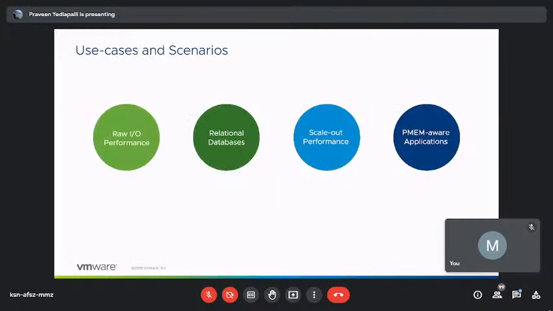In this App Direct mode, I'm going to talk about 4 different types of applications which can take advantage of this App Direct mode. First one is I'm going to show raw IO performance. What is the best case performance you can get with this PMEM device. Next, I'm going to talk about some relational databases like MySQL, Oracle, which are very widely used databases in different applications. And next, I'm going to show scale-out performance using multiple MySQL databases.